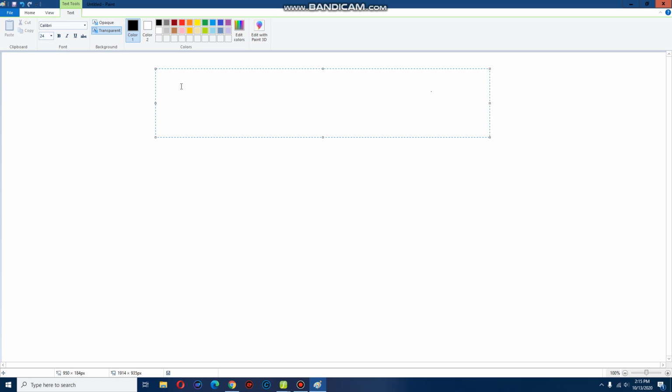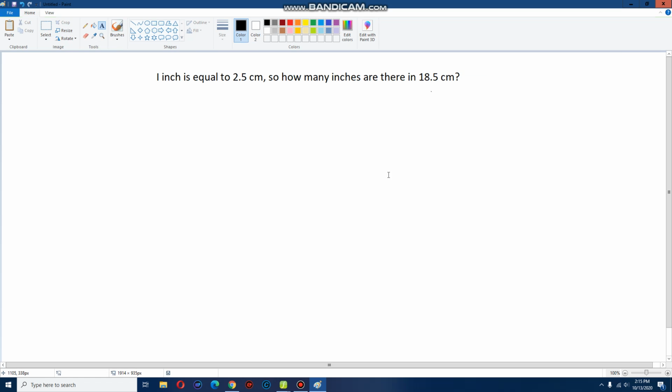So let's say, for example, 1 inch is equal to 2.5 centimeters. So how many inches are there in, how about 18.5 centimeters? Here is a typical problem, a word problem.